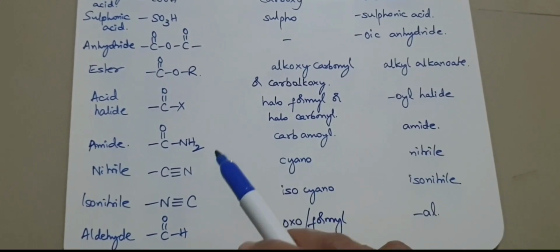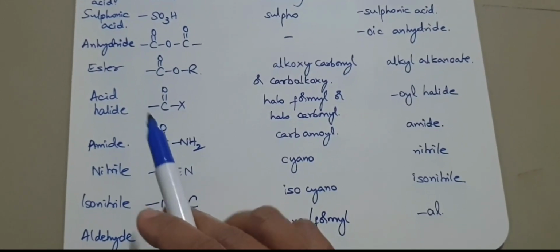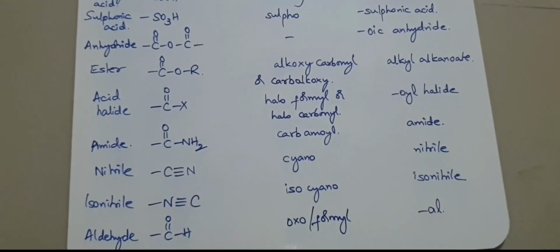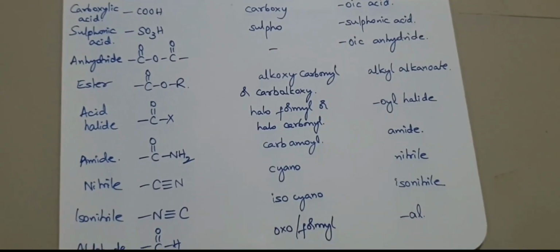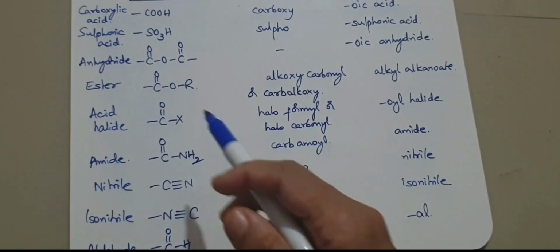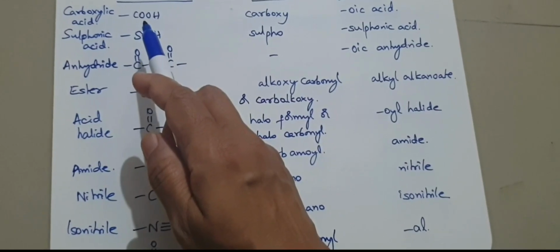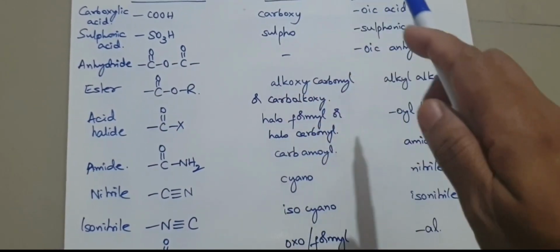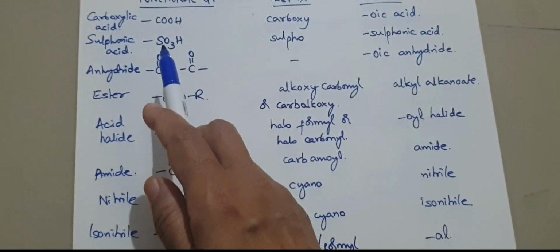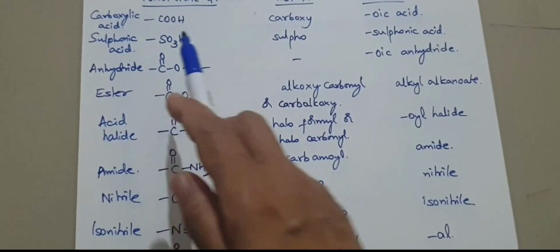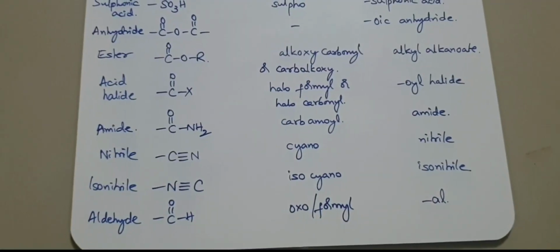Now I have written a set of prefixes and suffixes for various functional groups in the order of priority. I am going to read it out for you, and you can make a note of it in your notebooks. The first one is a carboxylic acid, which has the group COOH, and the prefix is carboxy, suffix is oic acid. The second one is sulfonic acid. The functional group is SO3H. The prefix is sulfo and the suffix is sulfonic acid.